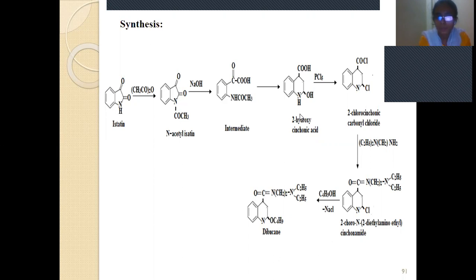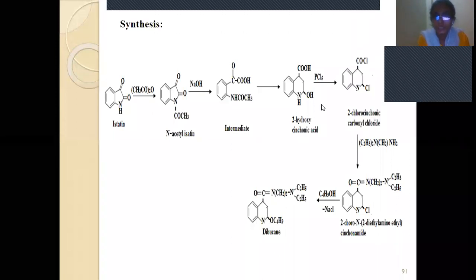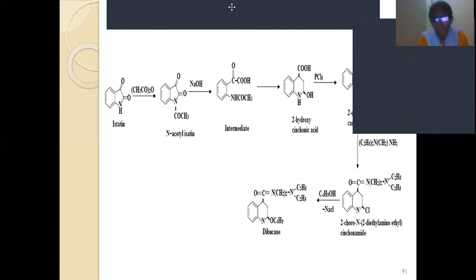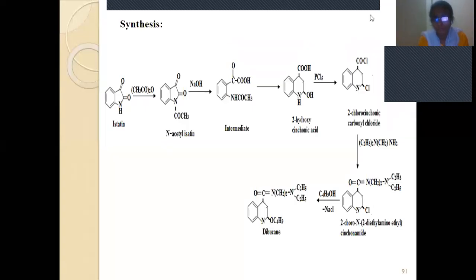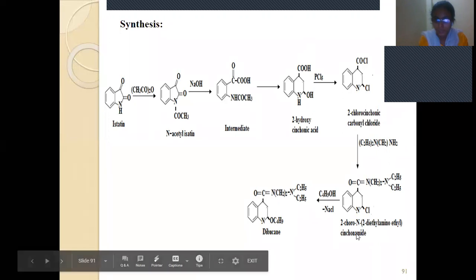In the presence of phosphorus pentachloride, the 2-chlorocinchoninic carbonyl chloride is formed. In the presence of diethylamine, we will get the 2-chloro and 2-diethyl amino ethyl cinchonamide. In the presence of butanol, the sodium chloride is eliminated to get dibucaine.